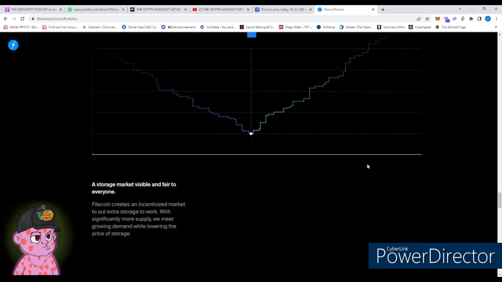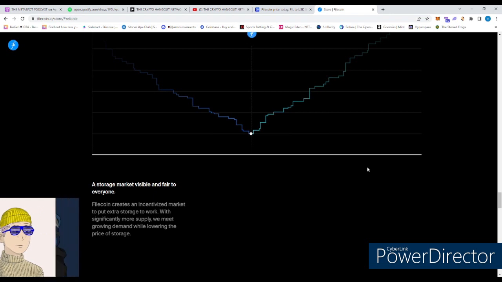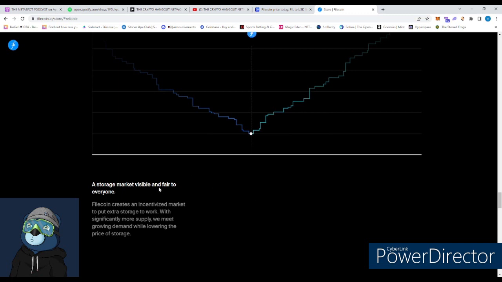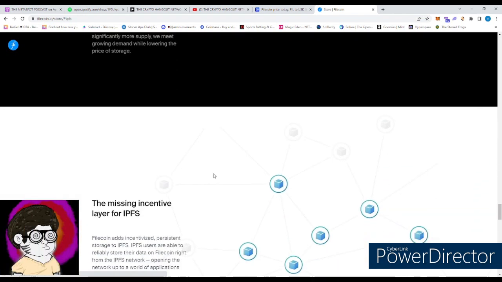So you can build all kinds of storage servers, et cetera. And like I said, sell the storage that you have to people that are looking for it on Filecoin. A storage market visible and fair to everyone. Filecoin creates an incentivized market to put extra storage to work. With significantly more supply, we meet growing demand while lowering the price of storage.